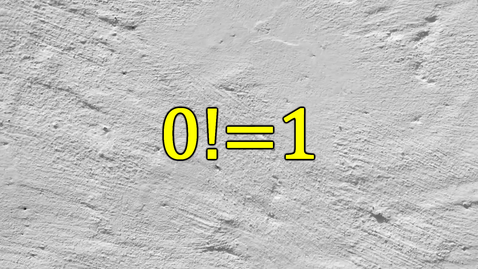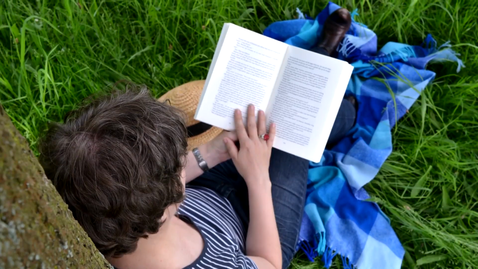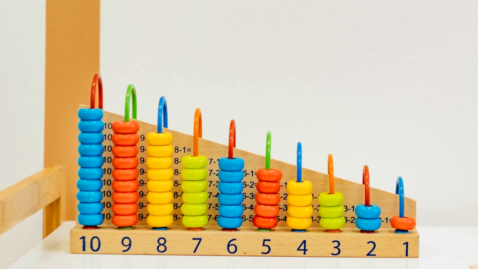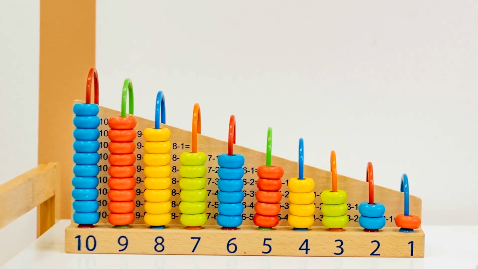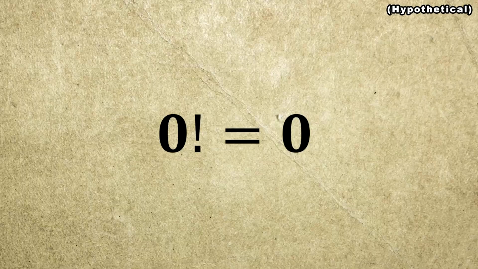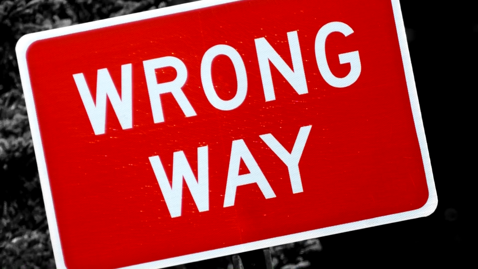At the same time, 0 factorial has to be 1 by default. The definition of factorial is x factorial equals x times (x minus 1) factorial. This means all factorials are built using 0 factorial at the end of their calculation chain. If 0 factorial were 0, every factorial would end up being nullified, which clearly isn't right.